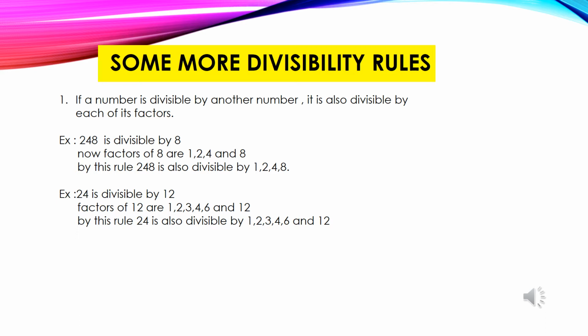Okay. Let us take another example. 24 is divisible by 12. Here, factors of 12 are 1, 2, 3, 4, 6 and 12. We already know that it is divisible by 12 and by this rule we can say that 24 is divisible by 1, 2, 3, 4 and even with 6 also. This is the first divisibility rule. Okay?